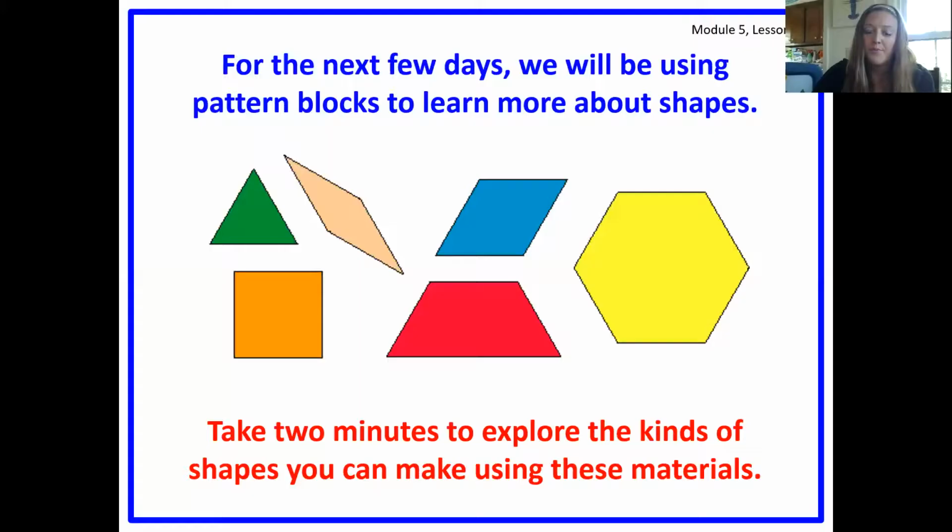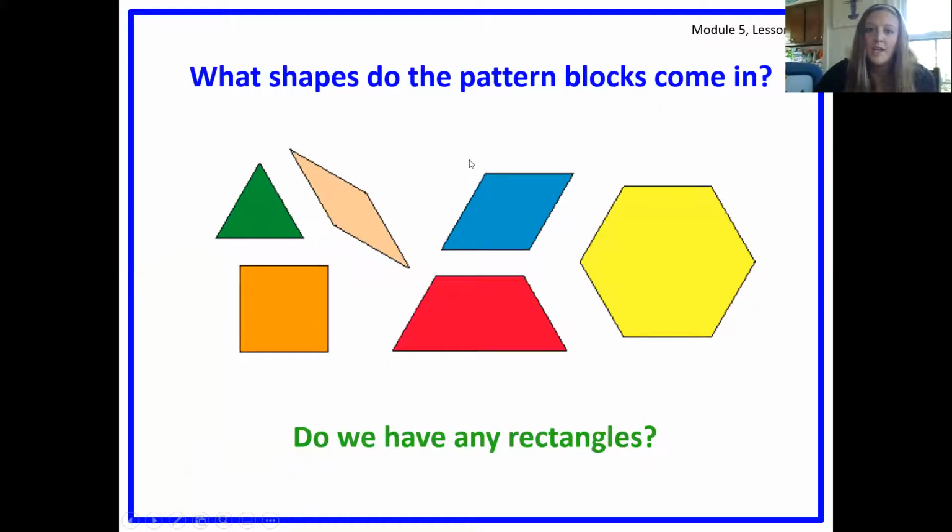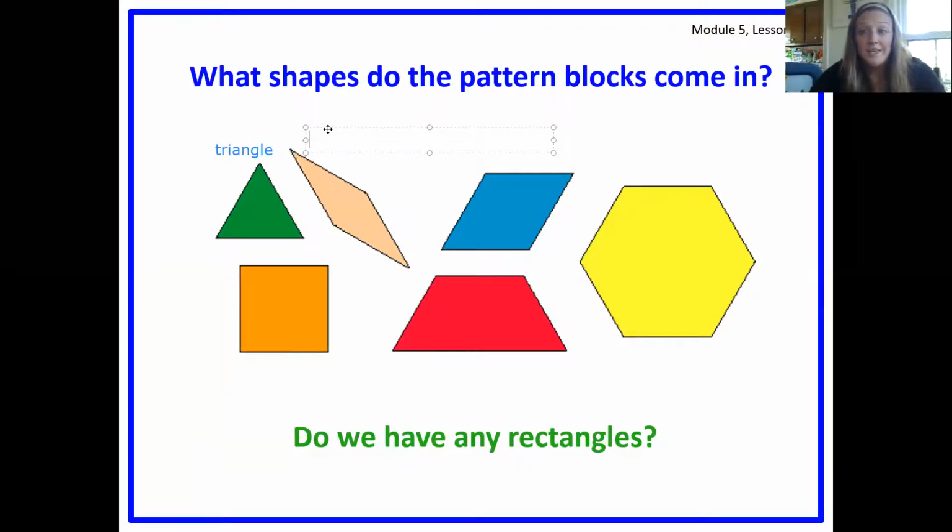So let's look at my PowerPoint and see what it wants us to do next. Let's talk about what shapes these are here. Let's go ahead and I'm going to label mine. I know right here, it has 3 sides and 3 corners. This is a triangle. The one right next to it has 4 sides. They're all equal length, but they're not square corners. So this is a rhombus.